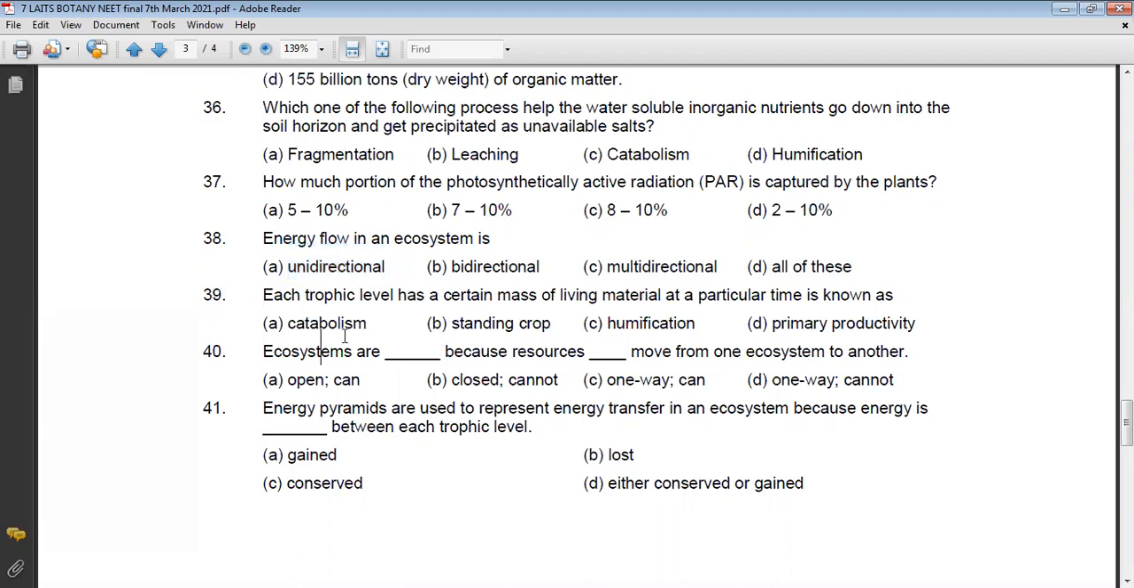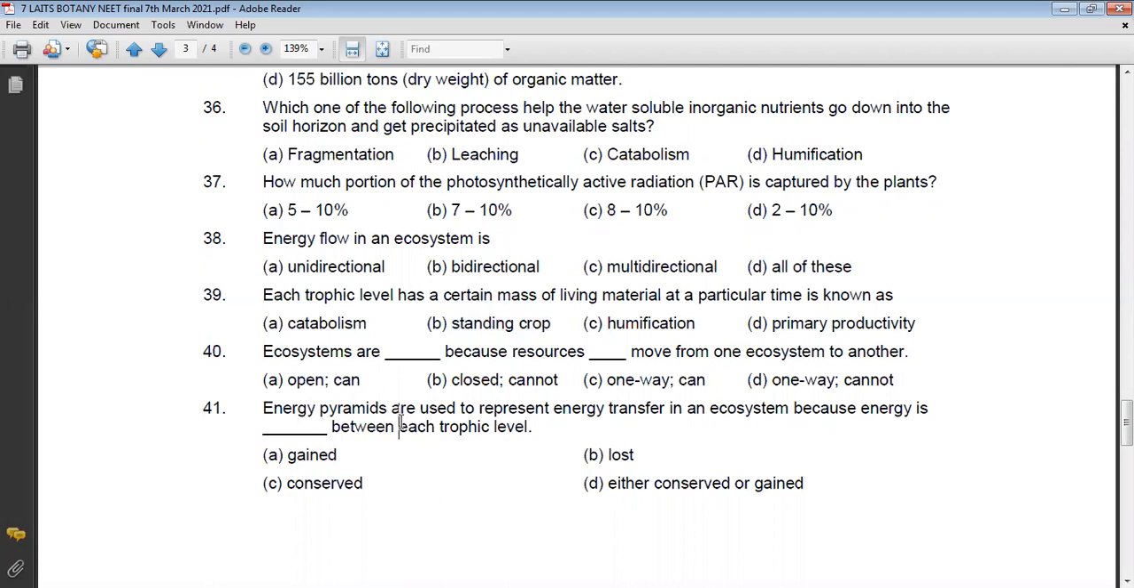Each trophic level has a certain mass of living material at a particular time, and it is known as standing crop.